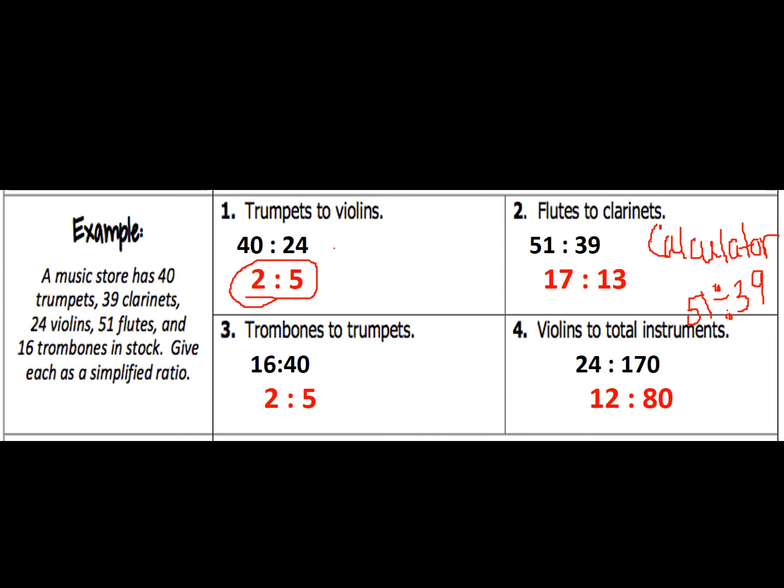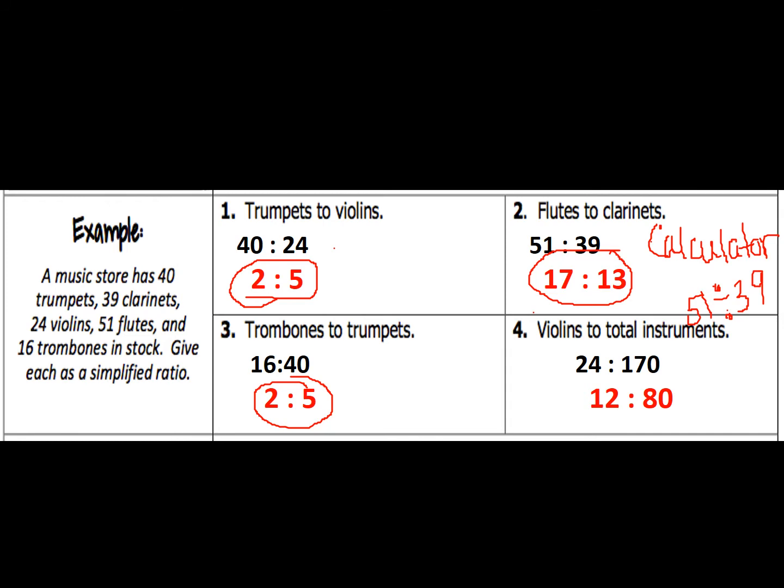And so 51 divided by 3 is 17, and 39 divided by 3 is 13. Or you can put math, enter in the calculator, and it will simplify it for you. All right, so 17 to 13. Take a look at 16 to 40. It simplifies to 2 to 5.